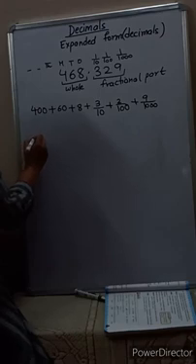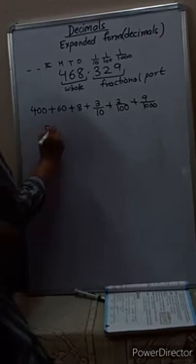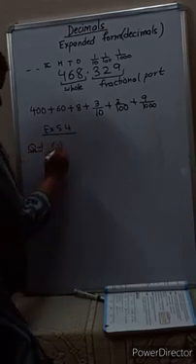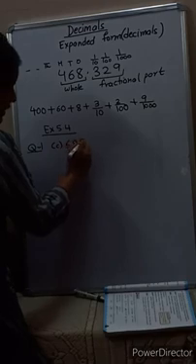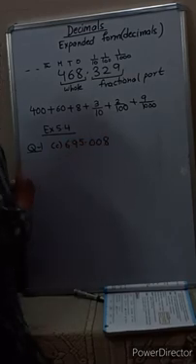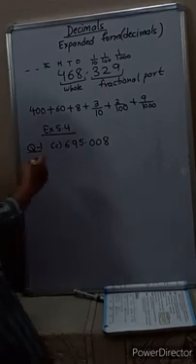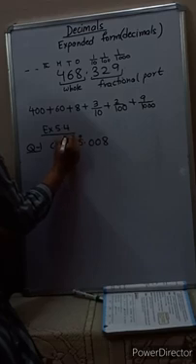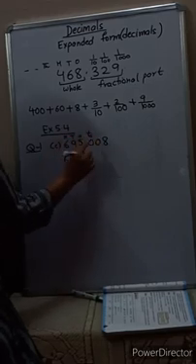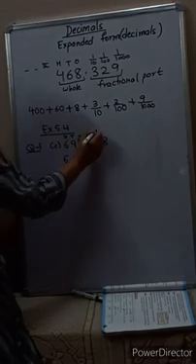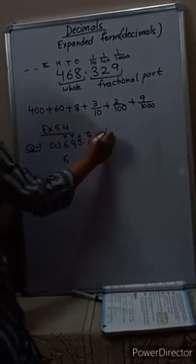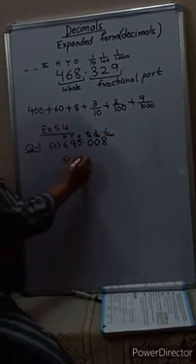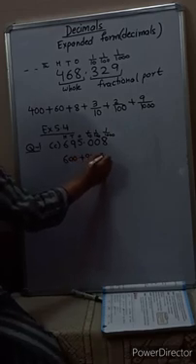For example, I have the number, this is your exercise 5.4, question number 1, C part. It is 695.008. So how will we write the expanded form? You write it on the top: ones, tens, hundreds, 1 by 10. We have 0 over here, so we will not write. 1 by 100, 1 by 1000. So we have 600 plus 90 plus 5.